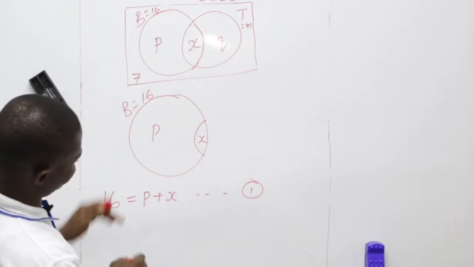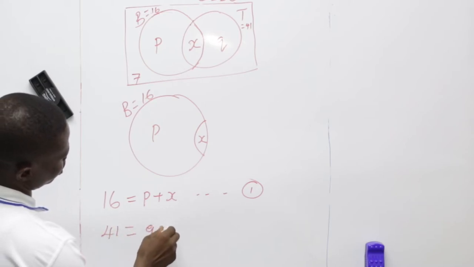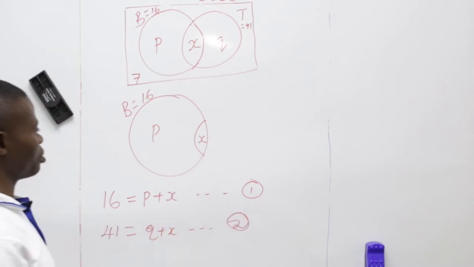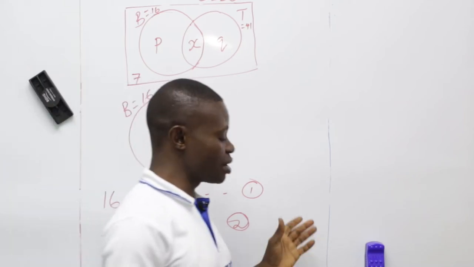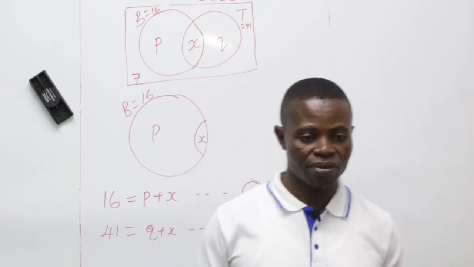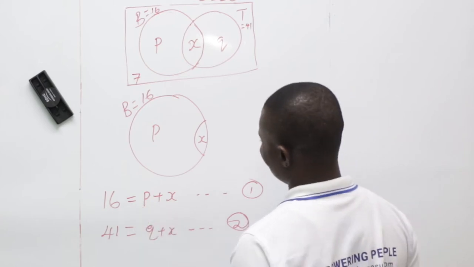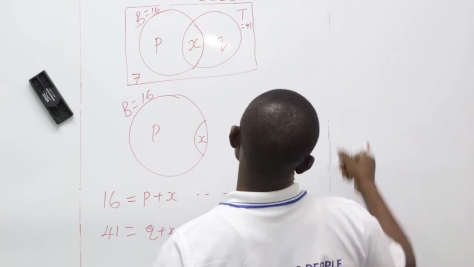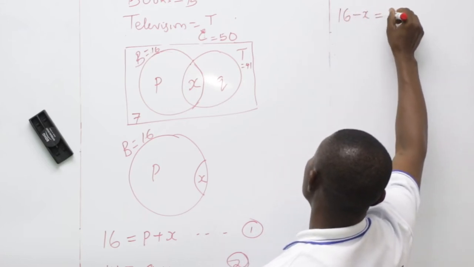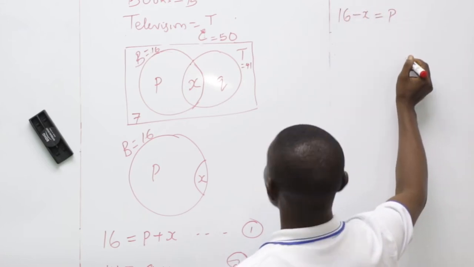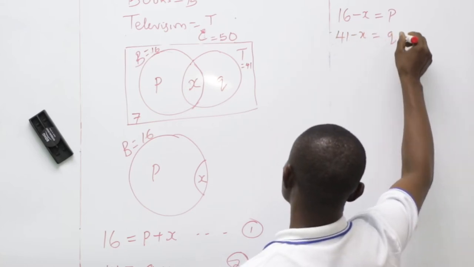So that for television, I can sell 41 equals Q plus X. I call it equation 2. Set theory, the Venn diagram, is very easy when you know what you are doing. To simplify this further, you can see that we have two unknowns. To make this work easier for you, you can just say 16 minus X is equal to P, and 41 minus X is equal to Q.